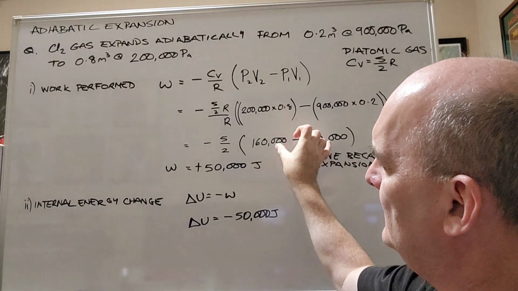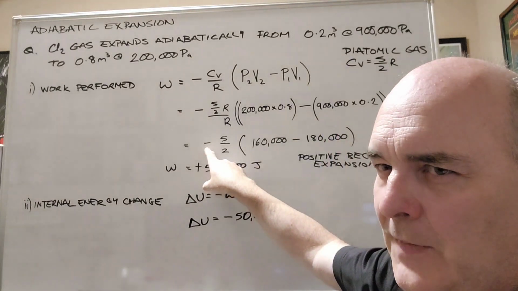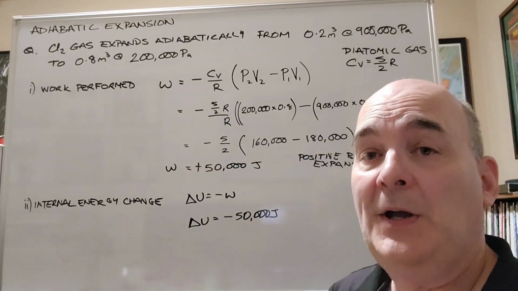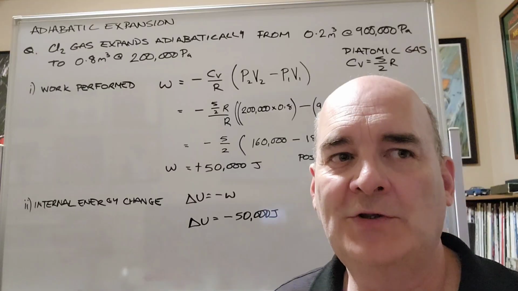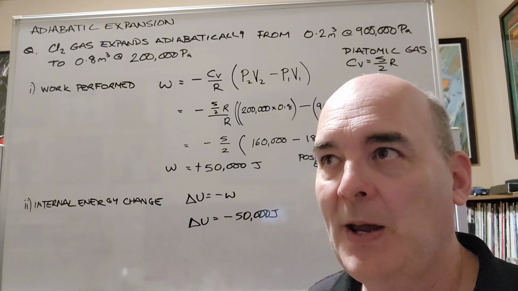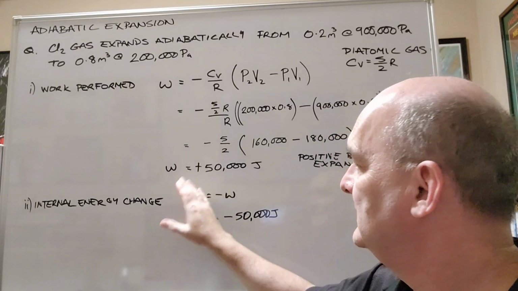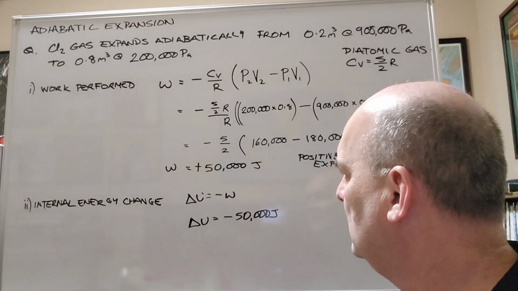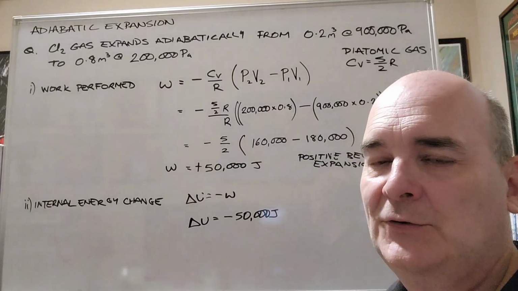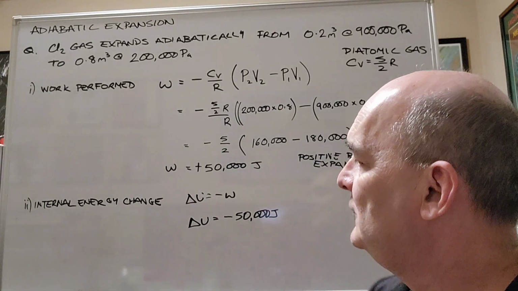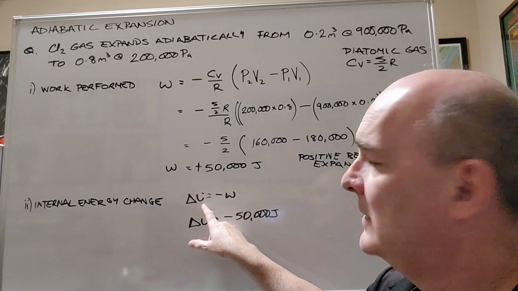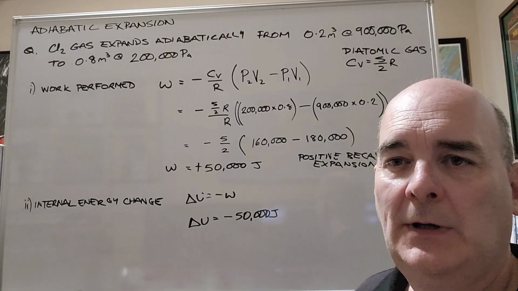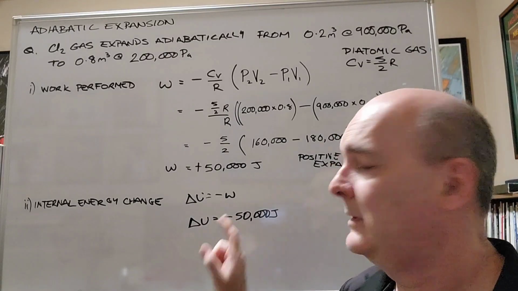This is a negative term, and I have a negative term here. So when I multiply these two together, I end up with a positive number. And because I know that the question is asking about an expansion, I should be expecting a positive number. If this number isn't positive, then go check your work because there's a mistake in there somewhere. And we come out with 50,000 joules, so 50 kilojoules. Internal energy here is the opposite of work. So just flip the sign and the internal energy change is 50 kilojoules negative.